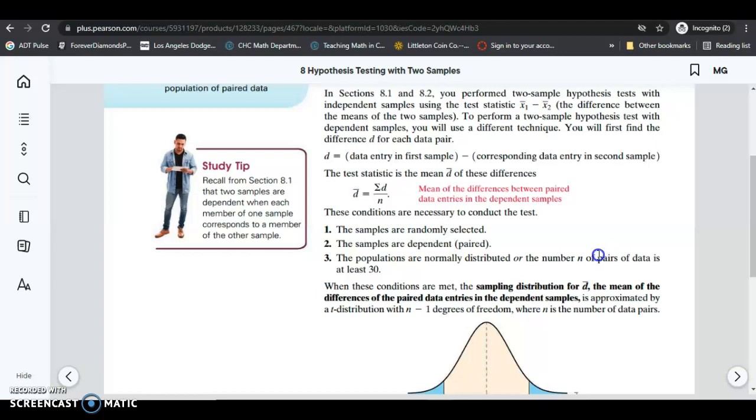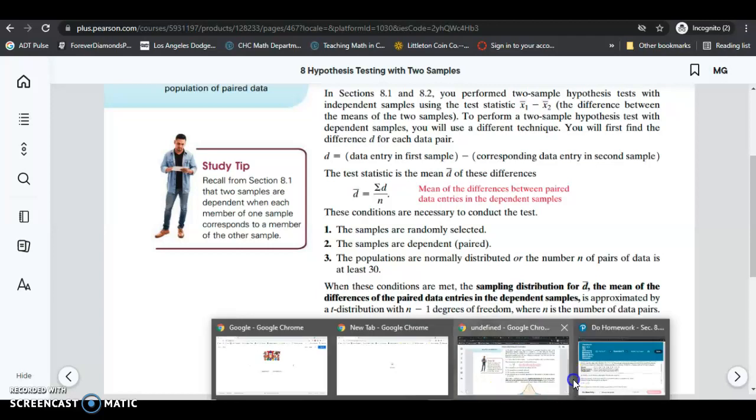Okay, and you have to read the information carefully, but it appears to say that here in this little paragraph, when these conditions are met, the sampling distribution for the mean of the differences in the sample, D bar, is approximated by a t-distribution with n-1 degrees of freedom. So remember, n is the number of pairs in your data set.